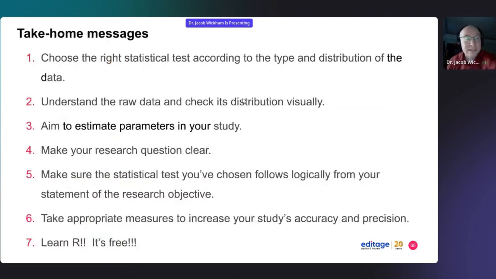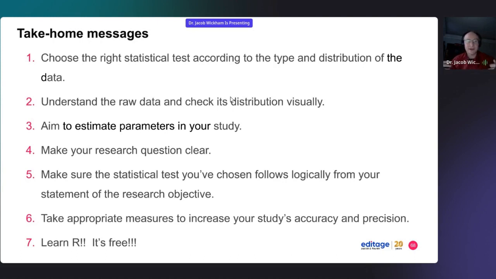So here are some take-home messages as we're wrapping up this webinar. It's important to choose the right statistical tools, your proper statistical test, according to the type and distribution of your data. I encourage you to explore your data. Your data exploration should help you, just plotting the frequency distributions. You can check your raw data, understand it, and you can check its distribution visually. And this will help you choose which statistical test you will use.